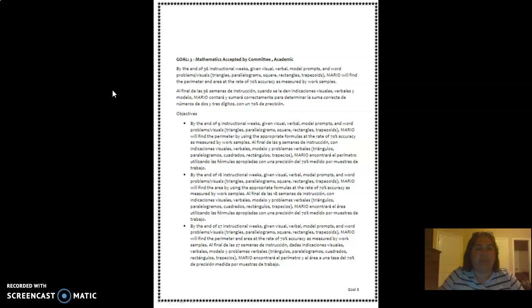Hi Mario. So today we're going to be working on goal 3. Yesterday we worked on goal 1 and 2, and today we'll be working on goal 3, which is mathematics. And so is goal 4. Those are the two goals we'll be working on today.